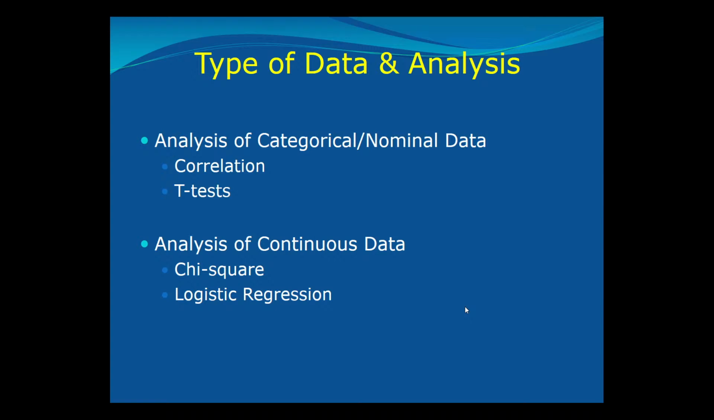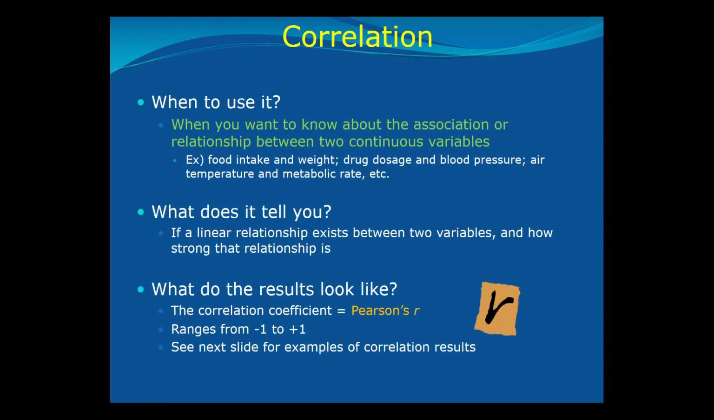So according to the different types of variable, if we need to analyze categorical data, we should use correlation or hypothesis testing. If we need to analyze continuous data, we should use chi-square test or logistic regression.